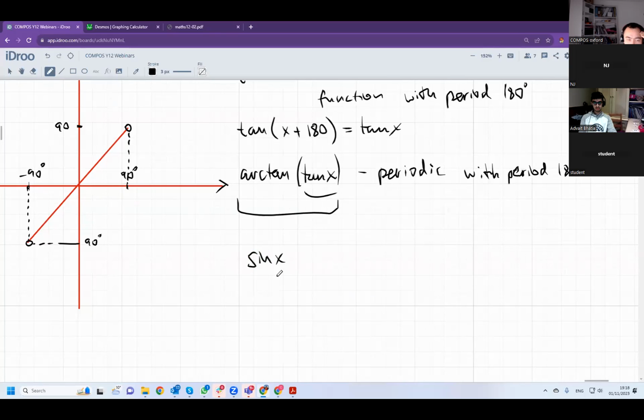It's like sine x, I'm just explaining the logic. Sine x is periodic. I don't think there's anyone here who's going to deny that. It is a periodic function with period 360 degrees. Sine x squared will also be periodic. Even though x squared is not periodic, we definitely know that sine x squared is periodic.